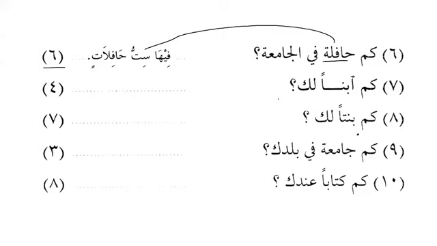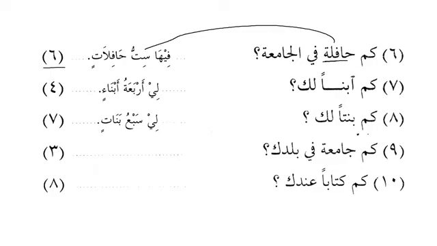Kam ibnan laka. How many sons do you have? You want to say I have 4 sons. Li arba'atu. And the plural of ibnun will be abna'in. Li arba'atu abna'in. I have 4 sons. Kam bintan laka or bintan laki. How many daughters do you have? So you want to say I have 7 daughters. Li sab'u banatin. I have 7 daughters.